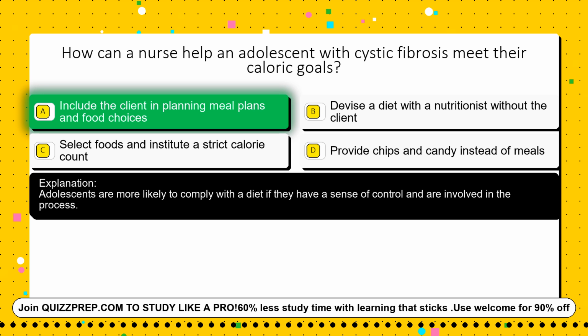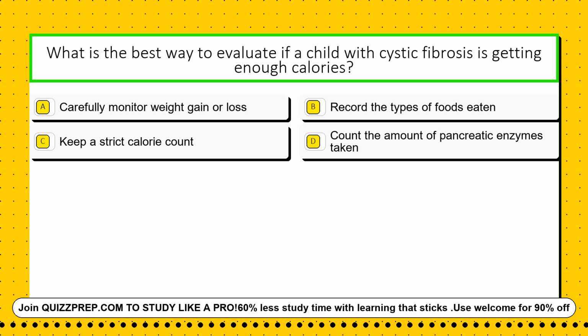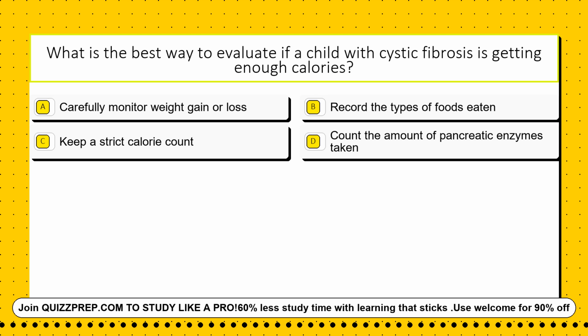Question 105. What is the best way to evaluate if a child with cystic fibrosis is getting enough calories? Option A. Carefully monitor weight gain or loss. Option B. Record the types of foods eaten. Option C. Keep a strict calorie count. Option D. Count the amount of pancreatic enzymes taken.